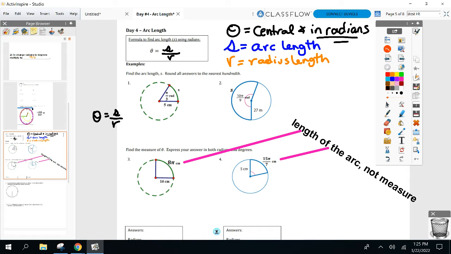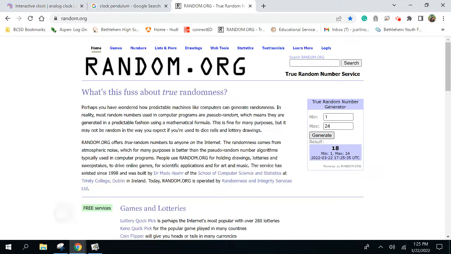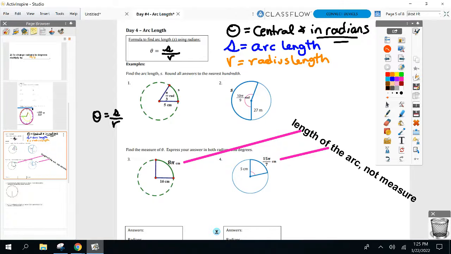What's going in for theta here? My angle in radians, which is pi over 3. So everyone ready? In for theta, pi over 3 equals S for the arc length. That's what we're trying to find, so leave it S. Or if you guys want to change it to another variable, feel free. Over radius, 5.